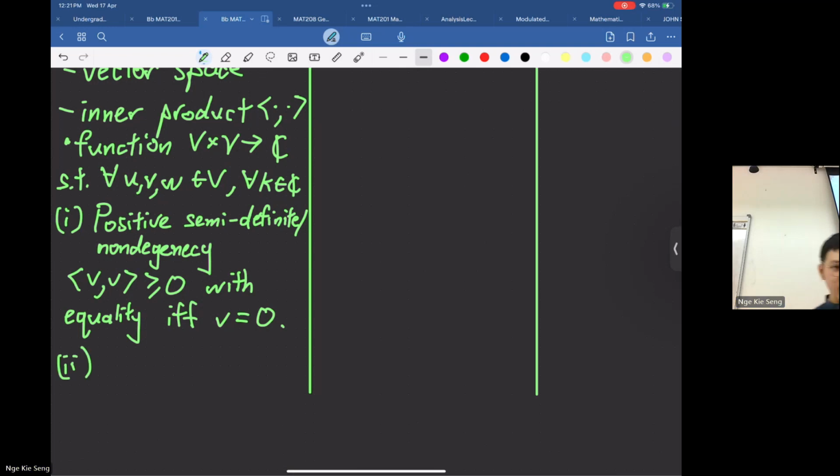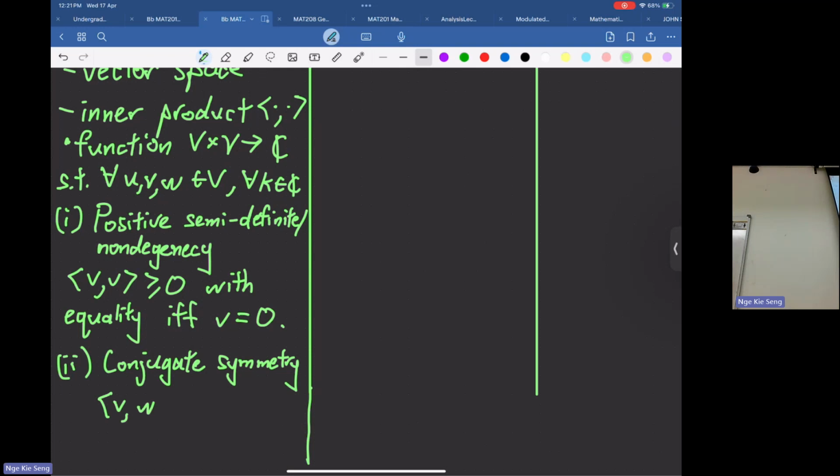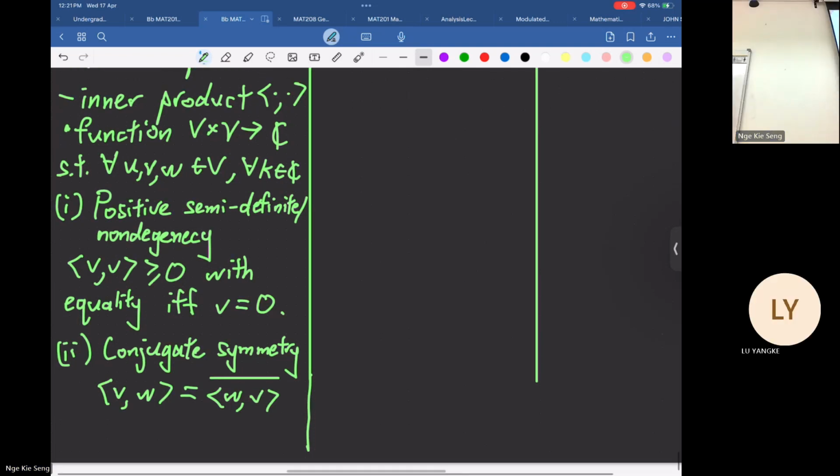Second, there's a conjugate symmetry here because our codomain could be complex. If you do v dot w, you will get the conjugate of w dot v. So you cannot straight away swap it. When you swap it, there's the expense of introducing the conjugate.